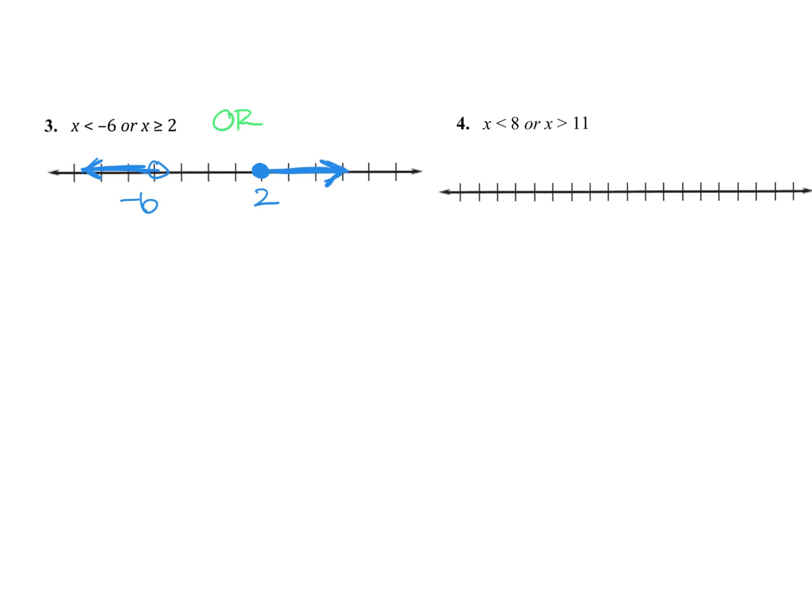All right, again, this is an OR. And let's locate our 8 and our 11. And so we're going to start with x is less than 8. So we're going to have an open circle going to the left. And then x is greater than 11. You're going to have an open circle going to the right.